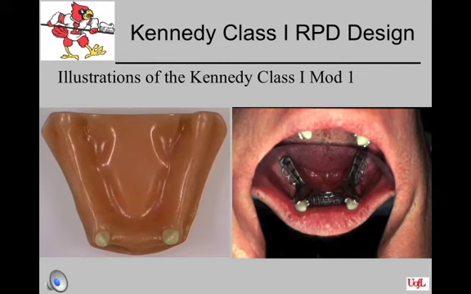This is one of the most common Kennedy Class 1 examples where you have just two canines remaining. The mandibular canines are the teeth that are the very last ones to be lost in the mandibular arch. Many patients are getting two mandibular implants to do basically what this RPD does. The RPD is retained by the two canines. If it were implants, it would have two abutments in the implants and then two attachments in the prosthesis to retain it. The denture is then called an overdenture and is no longer referred to as a partial denture.